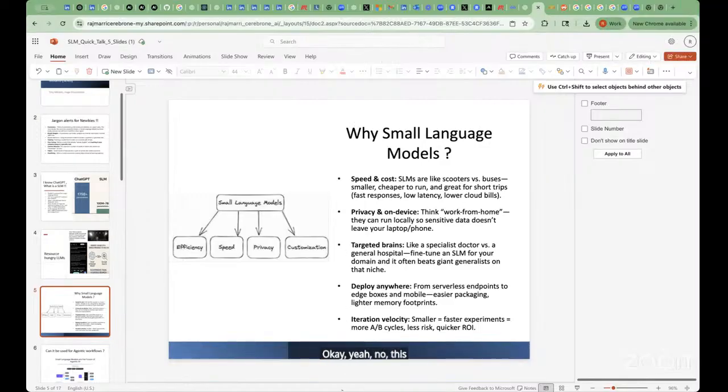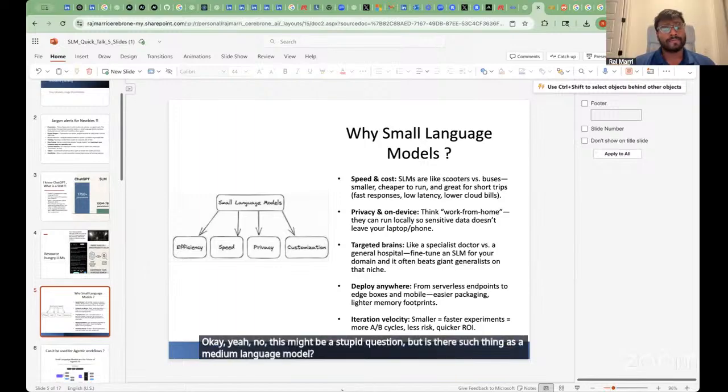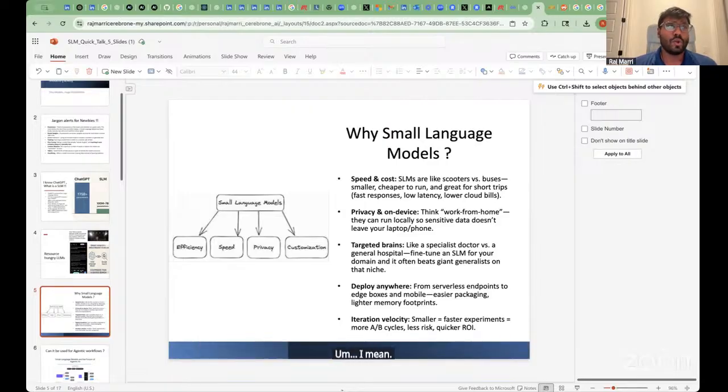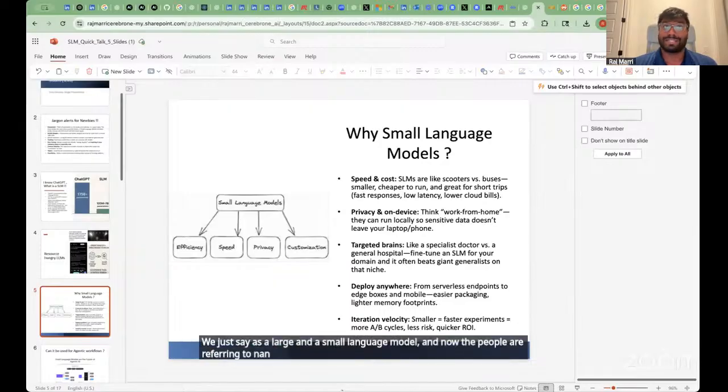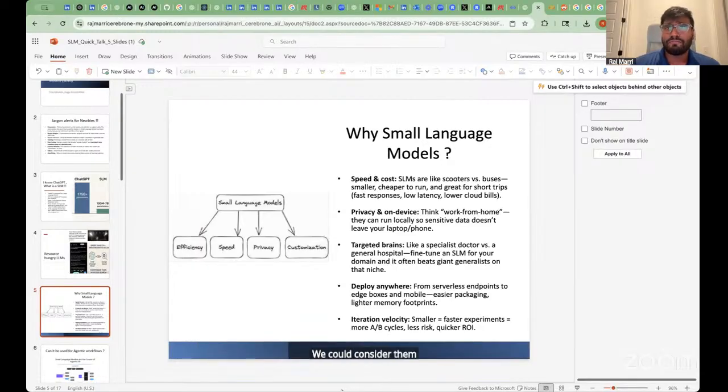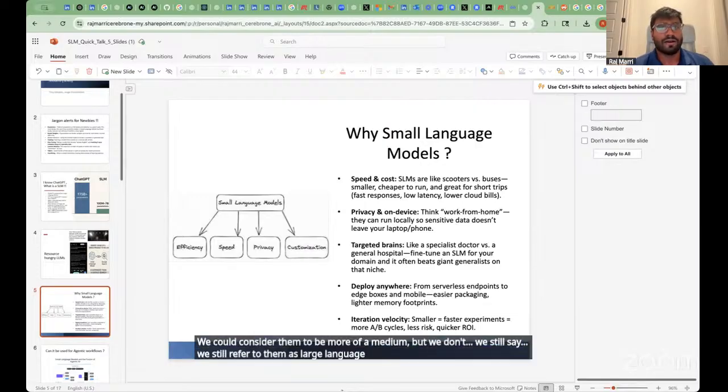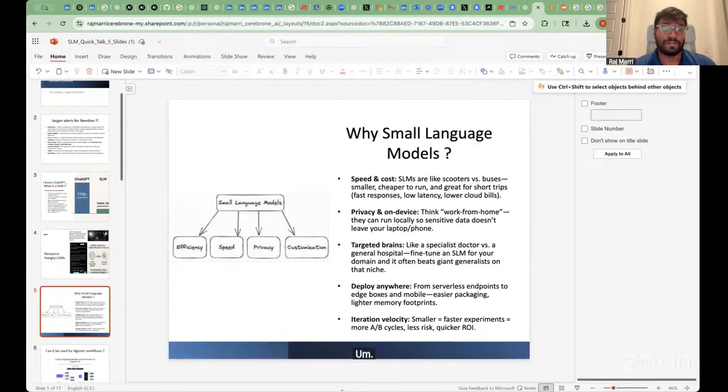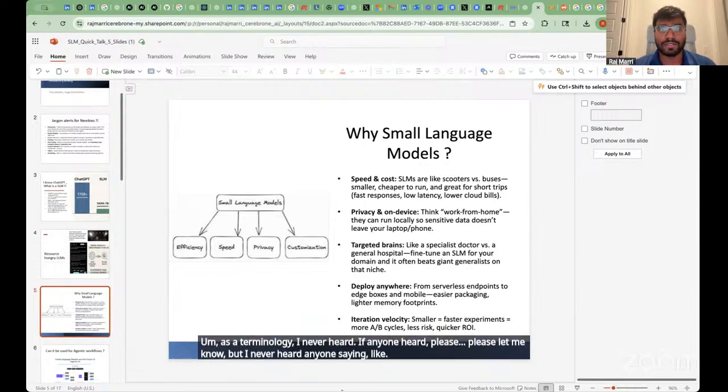This might be a stupid question, but is there such a thing as a medium language model? I mean, we don't call it a medium language model. We just say large and small language models. And now people are referring to nano scale language models, but there are language models which would be around 32 billion. We could consider them to be more of a medium, but we still refer to them as large language models. As a terminology, I never heard anyone saying medium language models. If anyone heard, please let me know.